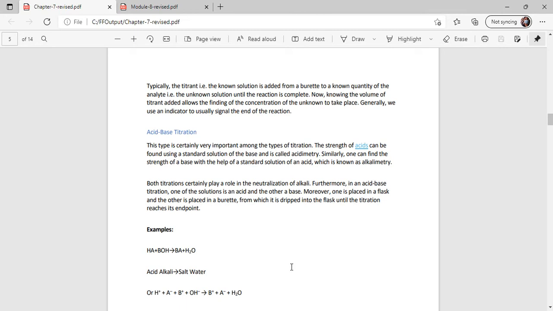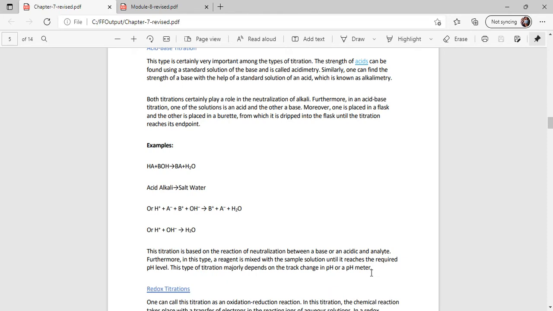The strength of your acid can be found using the standard solution of your base, and it is called acidimetry. Similarly, one can find the strength of the base with the help of a standard solution of an acid, which is known as alkalimetry. Okay, you have acidimetry and alkalimetry. They are different. Acidimetry is the strength of your acid using your standard solution of base. For alkalimetry, you are looking at the strength of your base. From the name itself, acidimetry is for your acid, and for your base it is alkaline or alkalimetry.